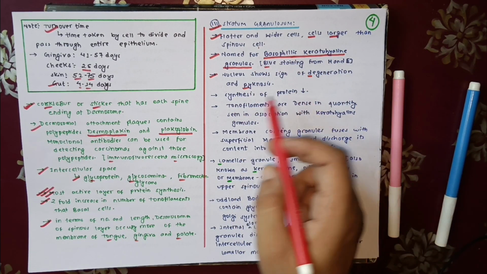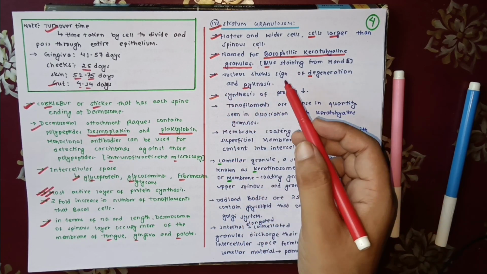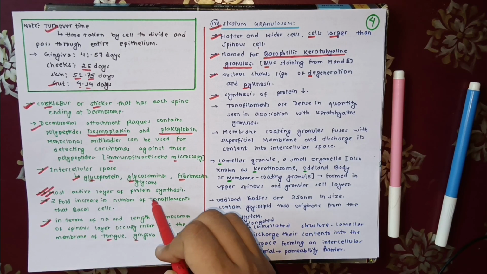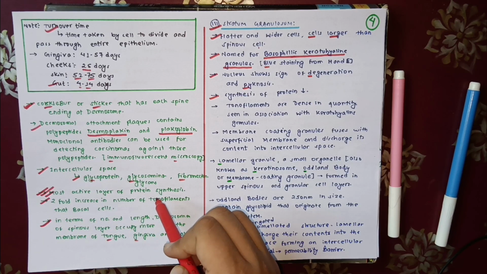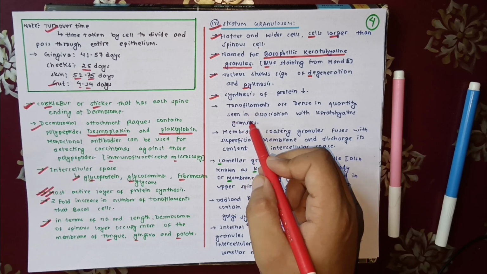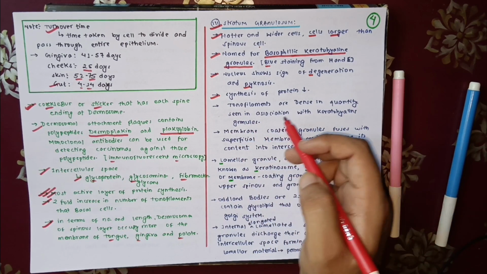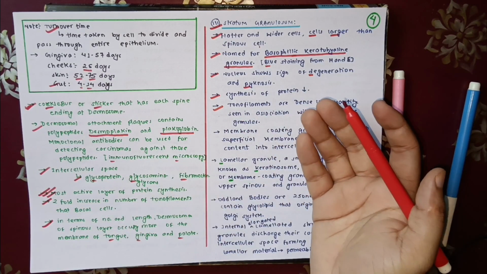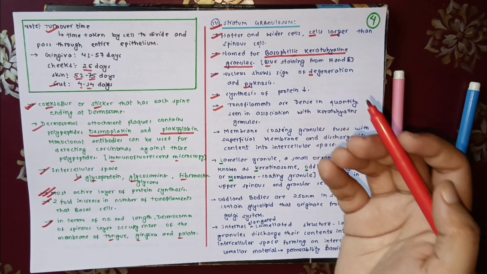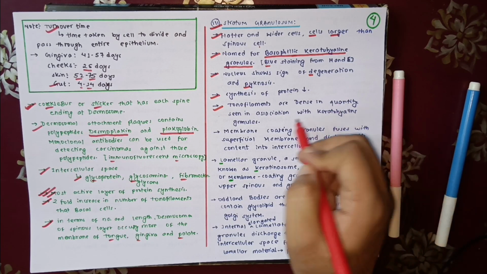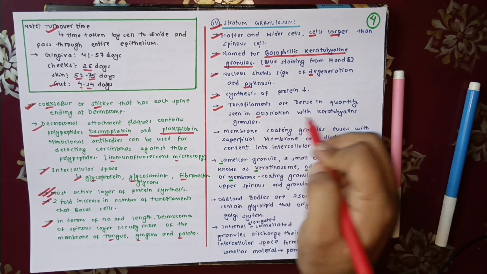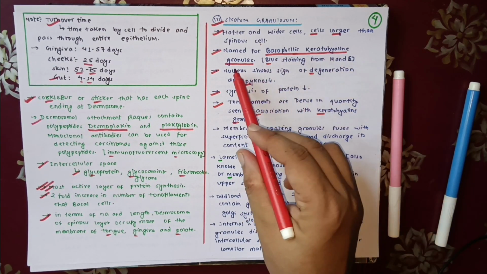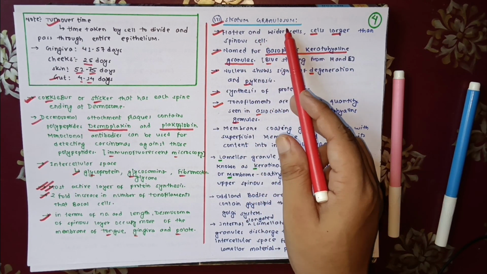Synthesis of protein is decreased here in the stratum granulosum, but it is more in the stratum spinosum layer, so that is a distinguishing feature of the stratum spinosum. Tonofilaments are dense in quantity and seen in association with the keratohyalin granules. As I told earlier, tonofilaments increase as you move to the upper layers of cells, and they are seen in association with the basophilic keratohyalin granules present in the stratum granulosum.